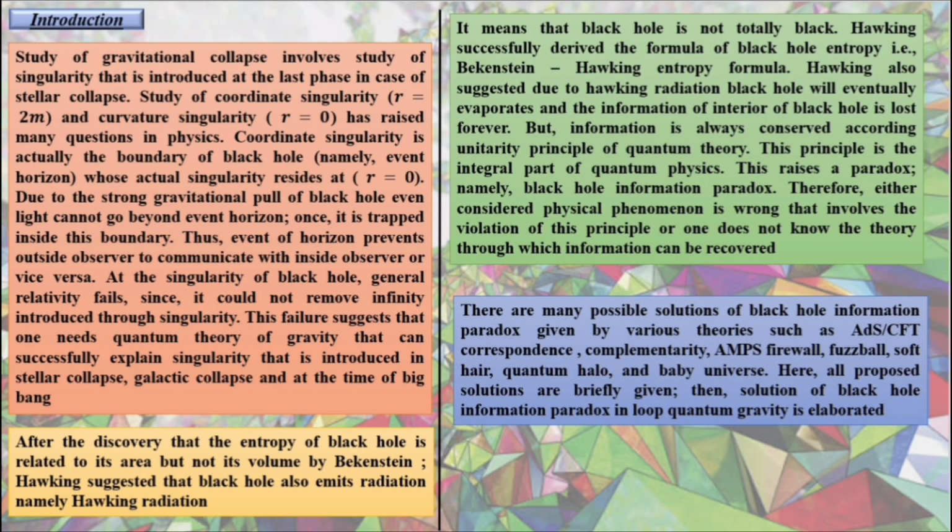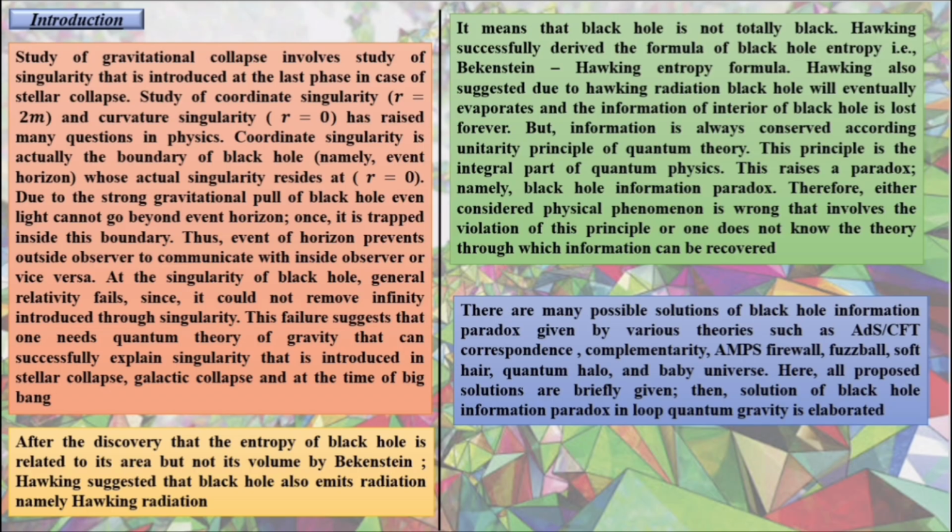The study of gravitational collapse involves study of singularity that is introduced at the last phase in case of stellar collapse. Study of coordinate singularity, which resides at r equal to 2m or event horizon, and curvature singularity, that means r equal to 0, which resides at the center of black hole, has raised many questions in physics. Coordinate singularity is actually the boundary of black hole, namely event horizon, whose actual singularity resides at r equal to 0.